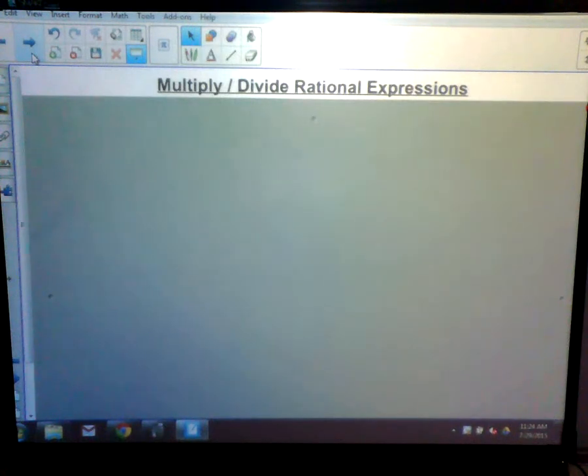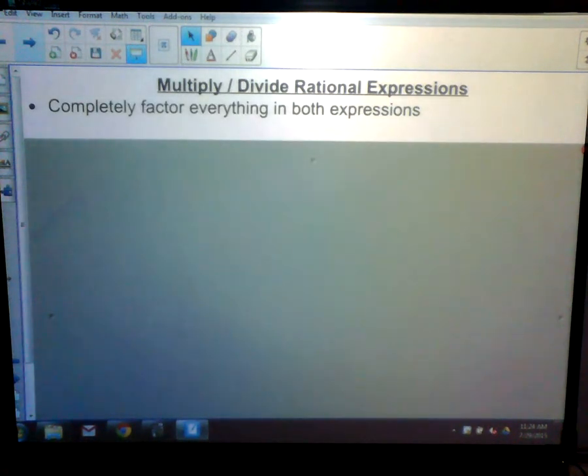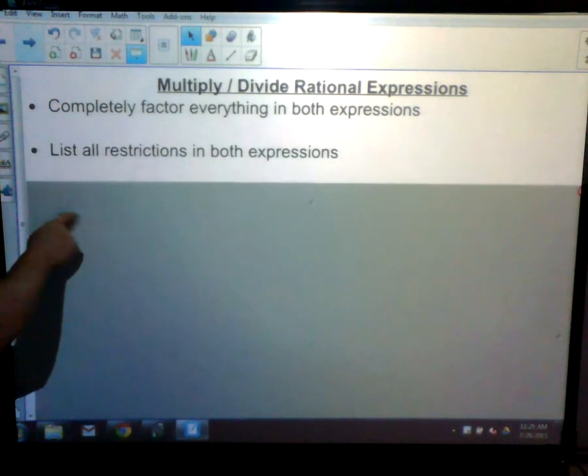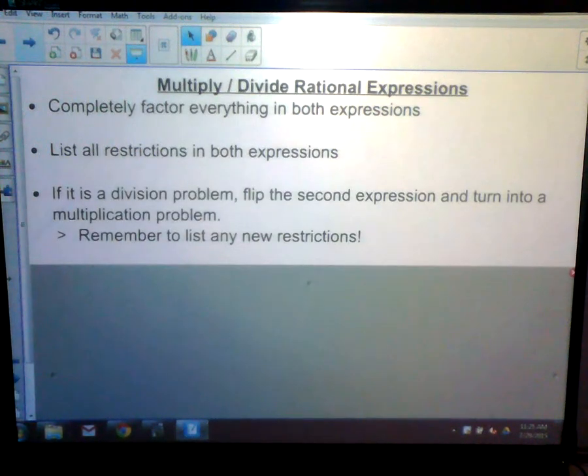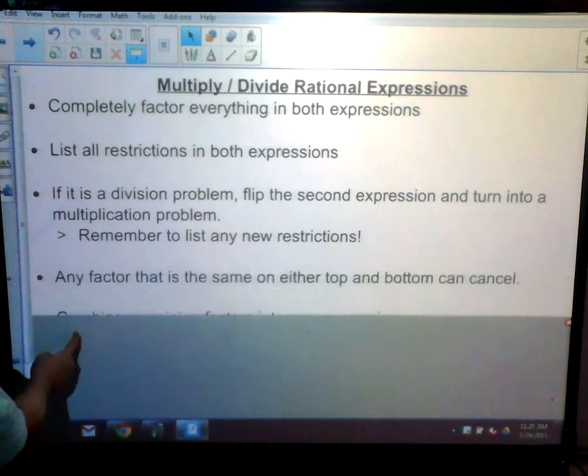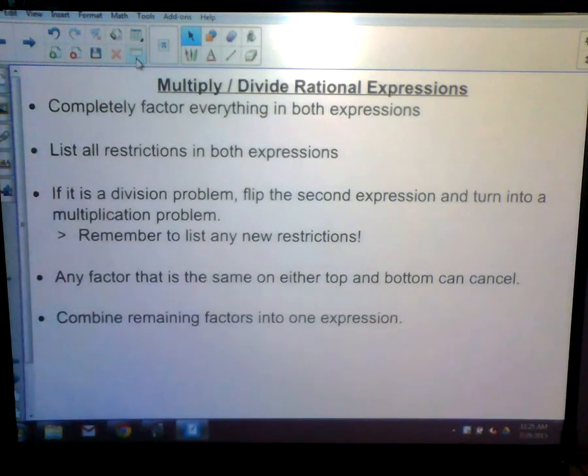How do I multiply or divide these things? Well, let's completely factor everything. Let's list all restrictions in both expressions. If it's division, we flip the second expression and turn it into multiplication, and we list any new restrictions. Any factor the same on the top and the bottom can cancel, and then combine the remaining factors into one expression.